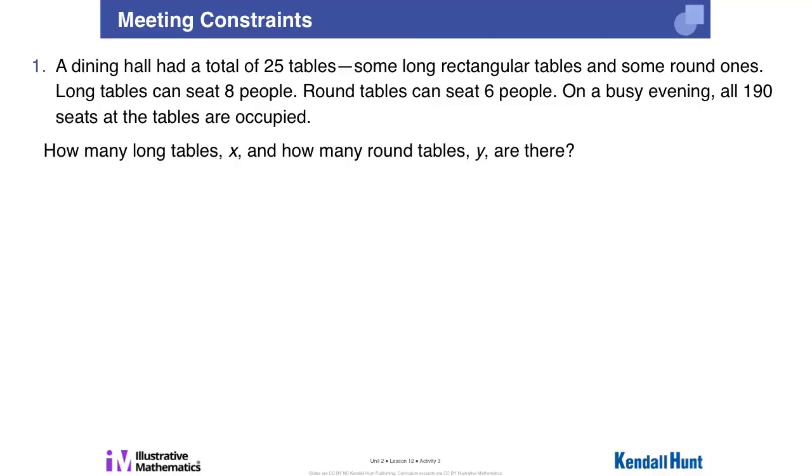Now we have a few examples on how to write the equations for these systems. So this first one is looking at long and round tables. Long tables is going to be the X, round tables is going to be the Y. It says that we have a total of 25 tables, so X plus Y is going to equal 25. We don't know how many of each we have yet. Long tables can seat 8 people, and round tables can seat 6 people. And on a busy evening, all 190 seats are occupied.